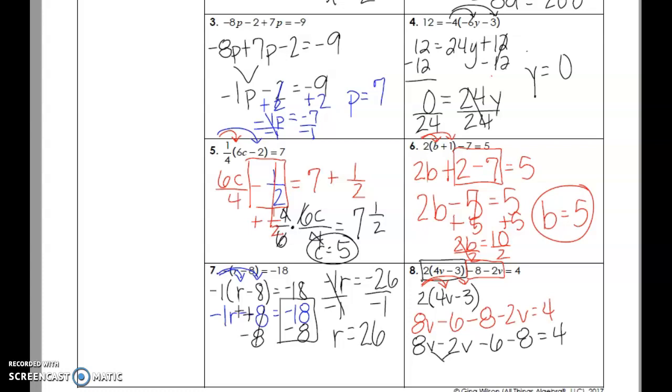Combine 8b minus 2b is 6b. And then we have negative 6 minus 8. We rewrite this as negative 6 plus negative 8. My signs are the same, so I add 6 plus 8 is negative 14, and that equals 4. The opposite of subtracting 14 is to add 14 to both sides of our equation. So now we have 6 times b equals 18. The opposite of multiplying by 6 is to divide by 6. 18 divided by 6 is 3.